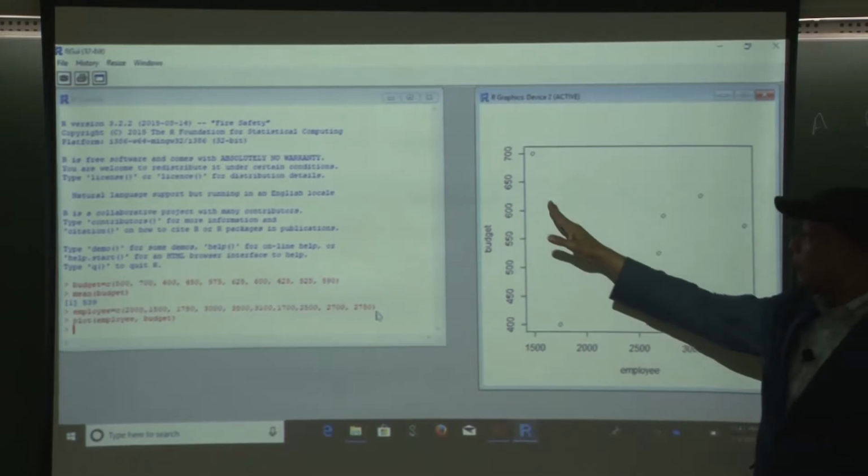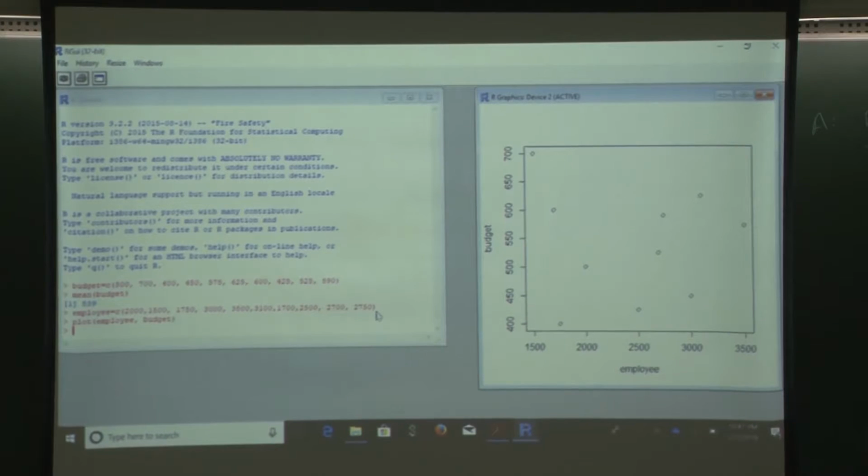So how about we either modify these two or just delete these two at this point. What are these two? One is 700 with 1500 employees, and the other one is, no, it is not 625, it should be around here, 1700. So let me just modify the data.